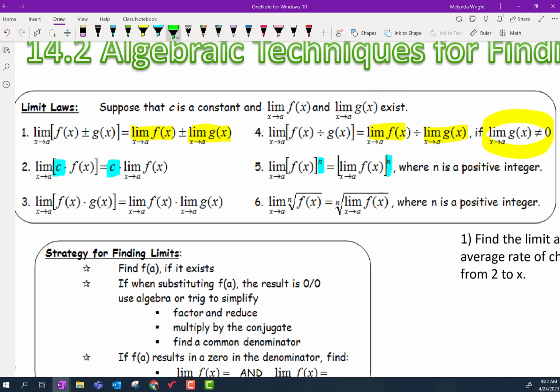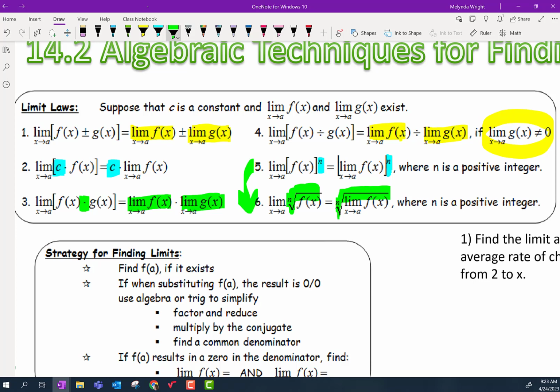Down on that bottom line, if we have two functions that are being multiplied together, we are allowed to do them separately. We take the limit of the first one, get that value, and then multiply by the limit of the second one and get that value. And the last one that we're going to look at is the nth radical, the third or fourth radical, whichever one it ends up being. We are allowed to pull that outside the limit as well.